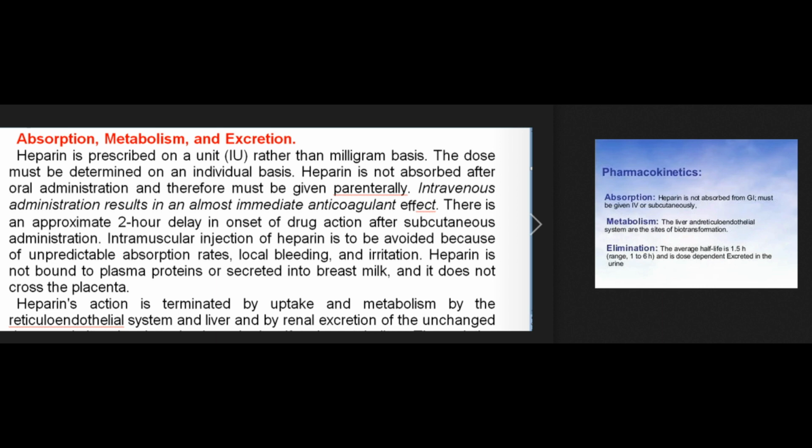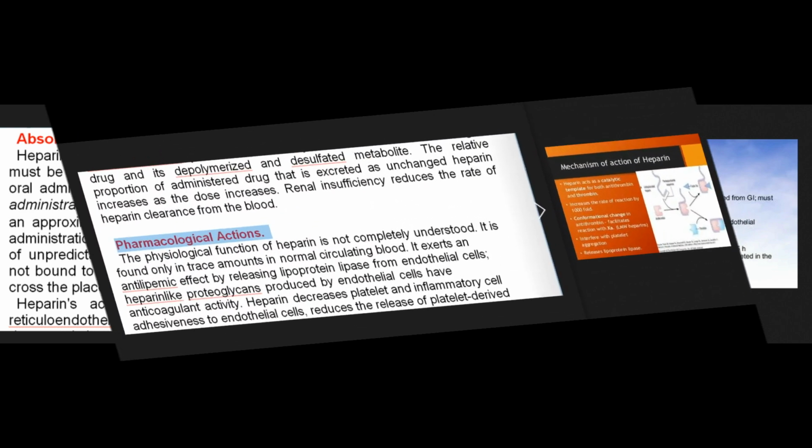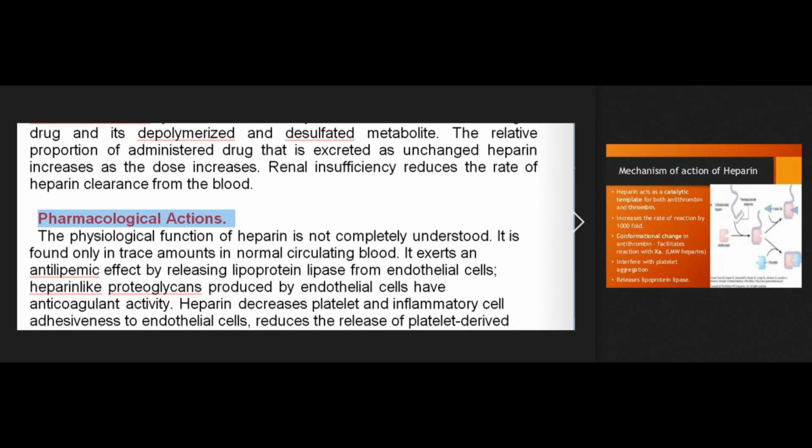Heparin's action is terminated by uptake and metabolism by the reticuloendothelial system and liver and by renal excretion of the unchanged drug and its depolymerized and desulfated metabolite. The relative proportion of administered drug that is excreted as unchanged heparin increases as the dose increases. Renal insufficiency reduces the rate of heparin clearance from the blood.